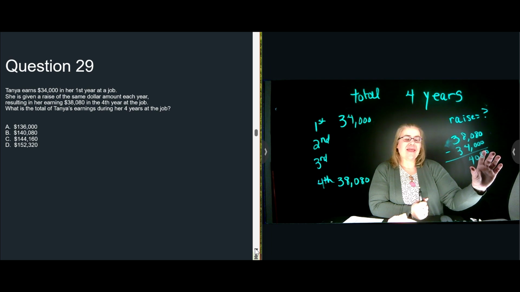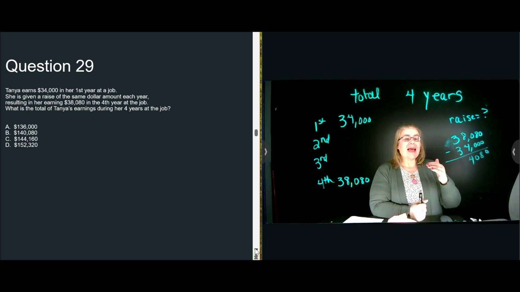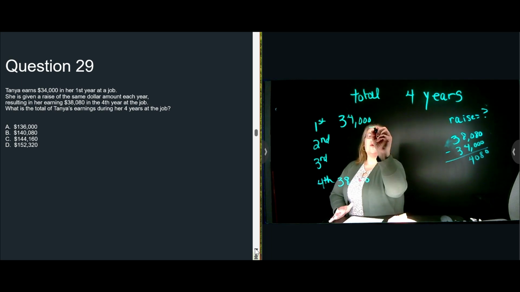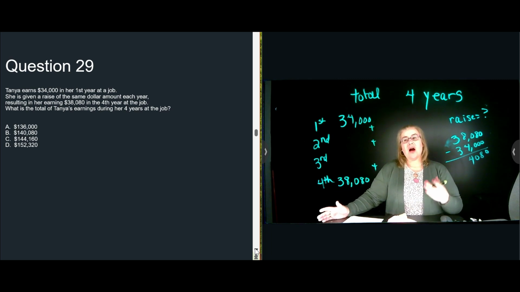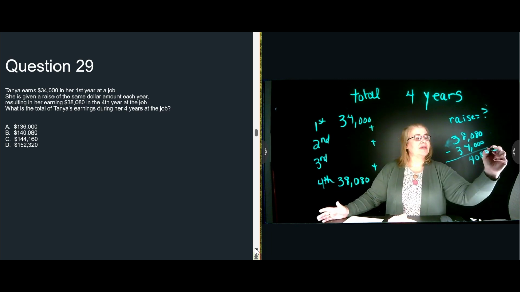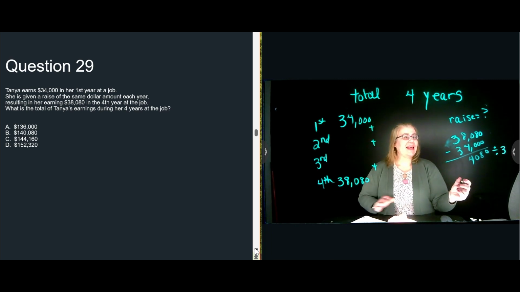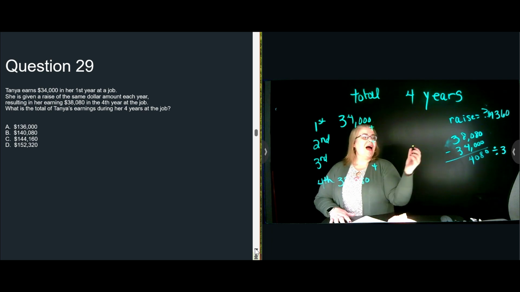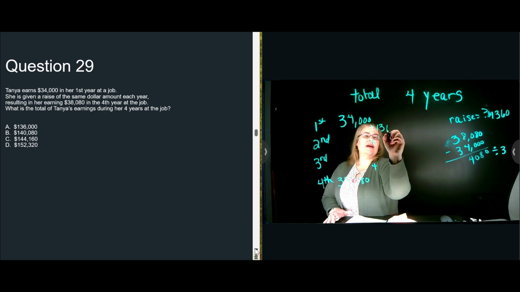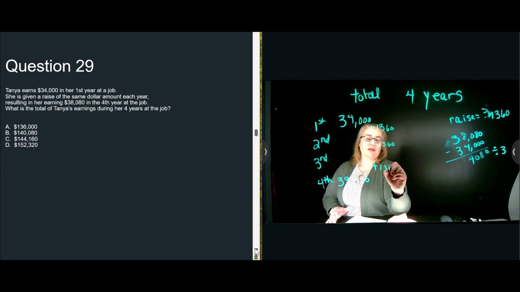Now, in that $4,080, I get the same amount increased every year. So I'm increasing to my 2nd year, I'm increasing to my 3rd year, and I'm increasing to my 4th year. So she's only getting a raise 3 times. So I'm going to divide this by 3, and I get a raise amount of $1,360 each year. So I am going to add this to my total earnings each year that she worked.